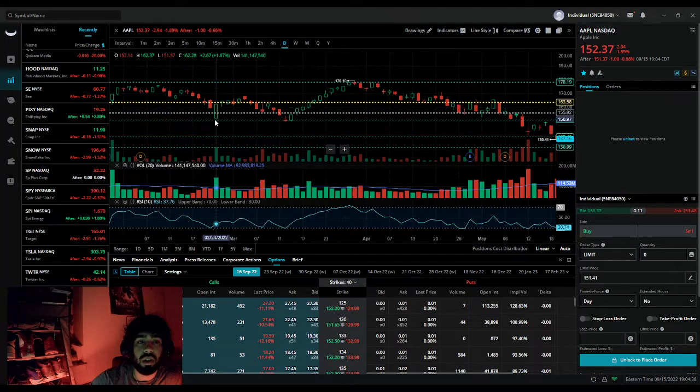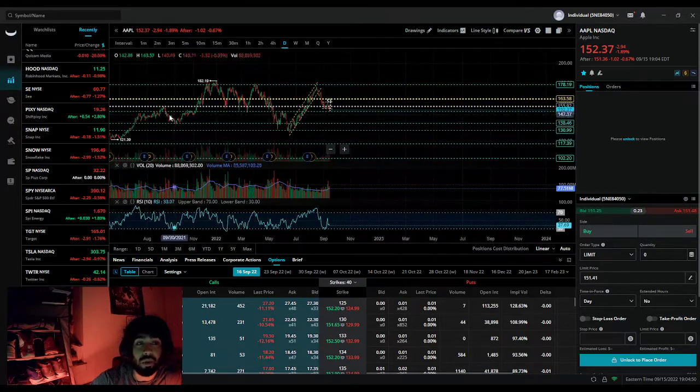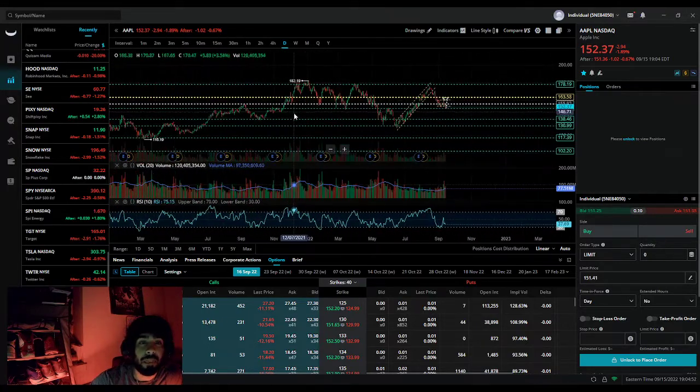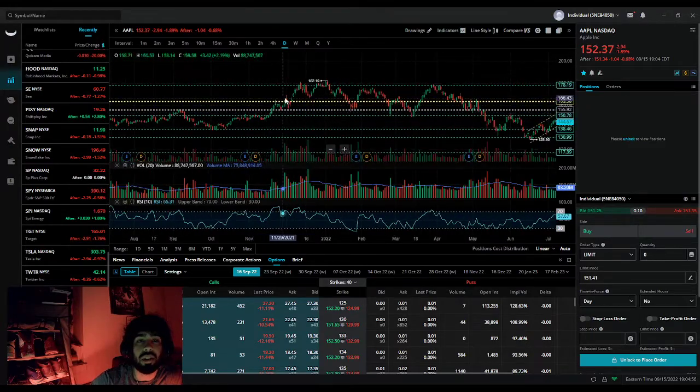So this is one. It went to around 151 and bounced off to 169. It came back down again and bounced right on the 150 level. Went to 180. That is a big move. If you catch that move, that is a humongous move. Same thing over here. 150 bounced to 182.